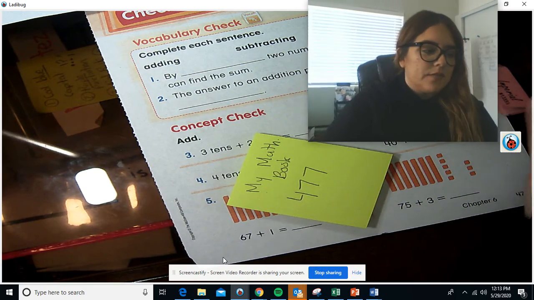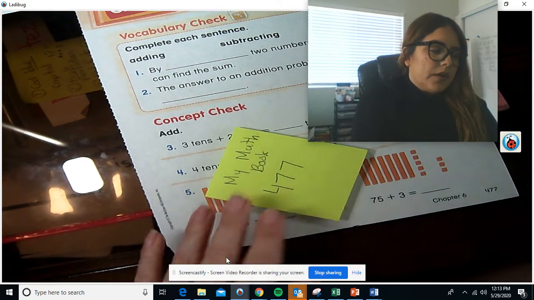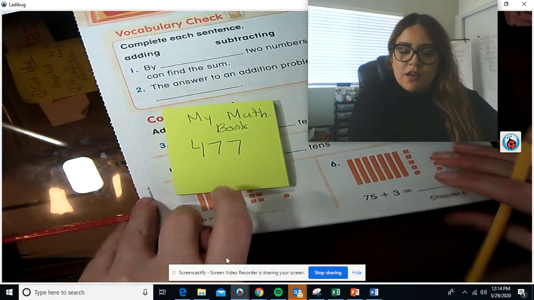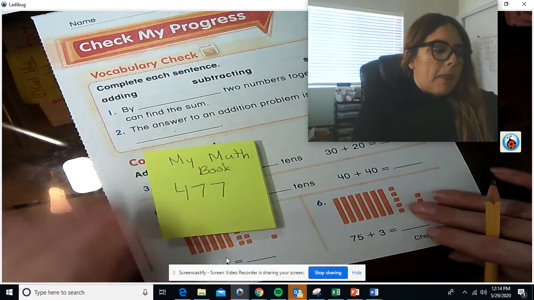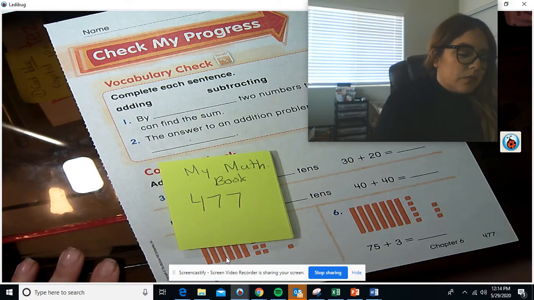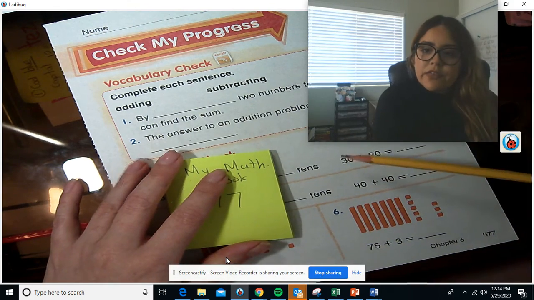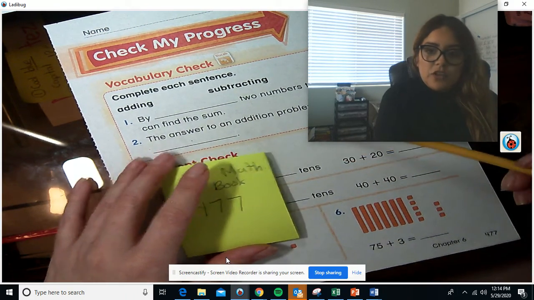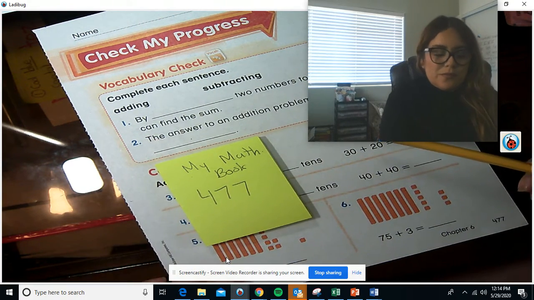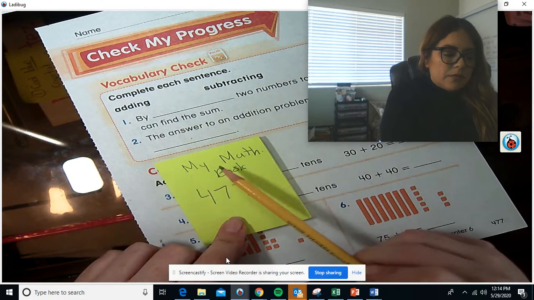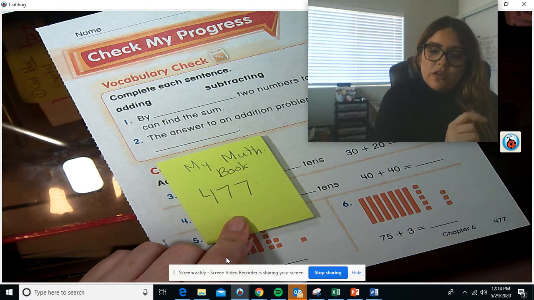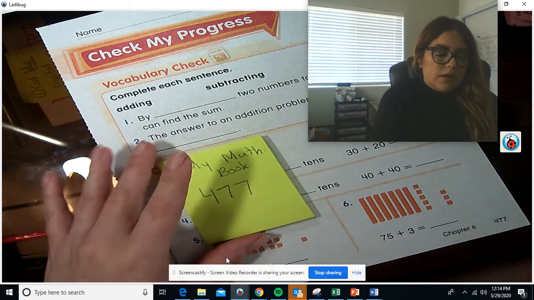Good morning. So today we're going to be working on page 477 in your My Math book. We're going to be doing the sheet that says check my progress. So we're going to be covering some of the things that we've talked about in this chapter for math and see how much of it you're able to do on your own. Okay? So that's My Math book, page 477. This is the thick math book, volume 1. Okay?